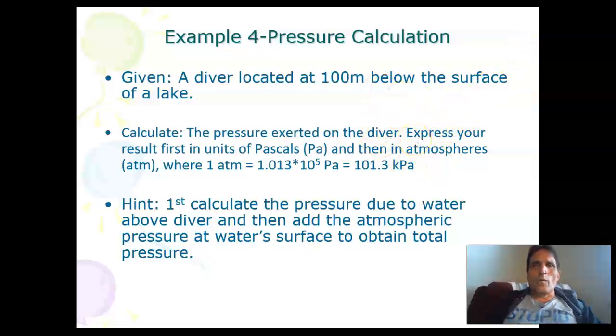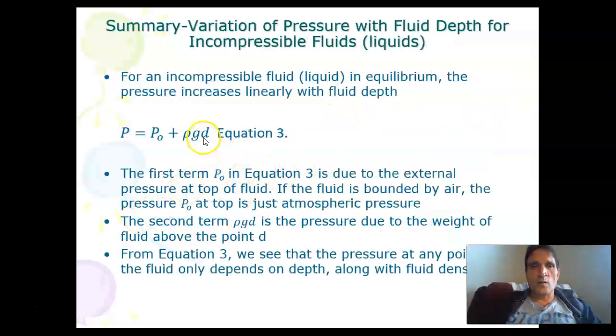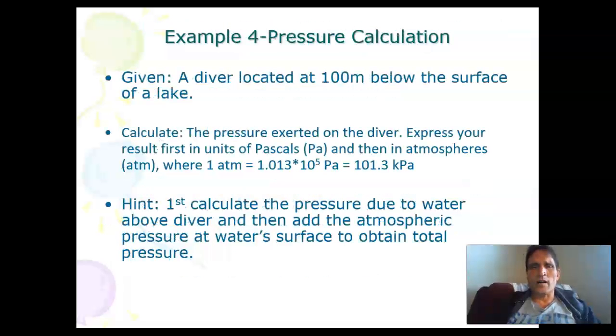So what we want to do, we know the depth, D is 100 meters, and we know the density of water is 1,000 kilograms per meter cubed. So if we go back to this equation, we know depth, we know the density of water, and we know g is 9.8. So we can calculate the pressure due to the fluid above the diver. We also know atmospheric pressure is 1.01 times 10 to the 5th newtons per meter squared.